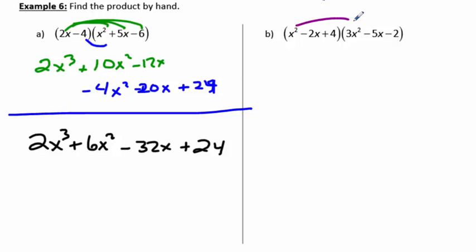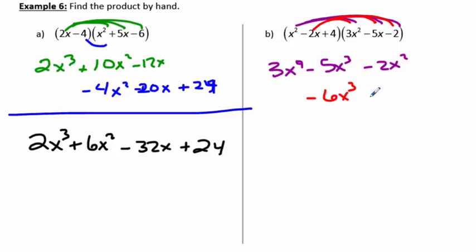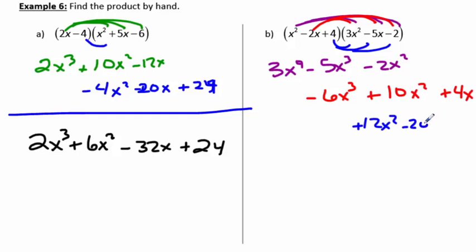In part B, we're going to take x squared times all 3 pieces in the second parenthesis. We're going to get 3x to the 4th minus 5x to the 3rd minus 2x squared. Now we're going to take the negative 2x times all 3 terms: minus 6x cubed. 2 negatives make that positive 10x squared, and 2 negatives will make that plus 4x. And last, the 4 times all 3 terms. 4 times 3x squared will be plus 12x squared minus 20x and a minus 8.